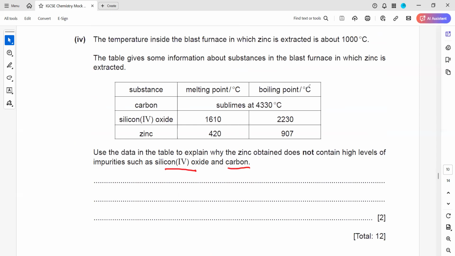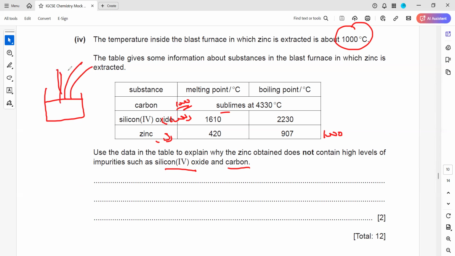If you compare, because the furnace temperature is 1000, at 1000 zinc will be a gas, but at 1000 silicon dioxide will be solid. And at 1000 carbon, because it sublimes, meaning it converts directly from solid to gas, the carbon is also solid. Because the temperature of the furnace is higher than the boiling point of zinc, zinc will be vapor, vaporized at 1000. So zinc will be vapor and then it condenses.